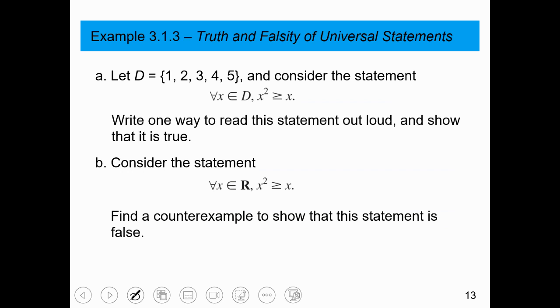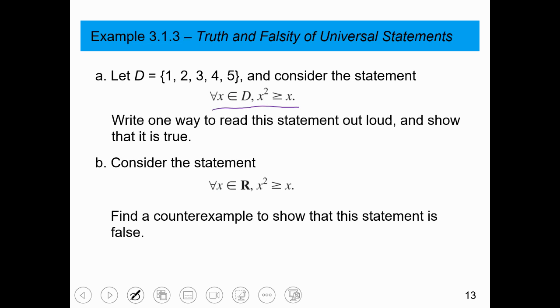Here we set our domain to equal the integers 1, 2, 3, 4, and 5, and consider the statement, for every x in D, x squared is greater than or equal to x. Write one way to read this statement out loud and show that it is true. So I've already read it.